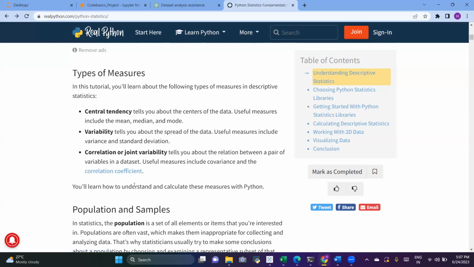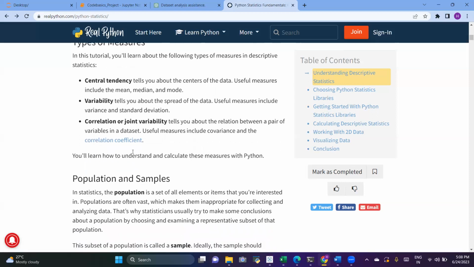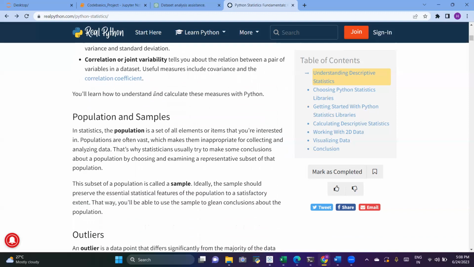You learn how to understand and calculate these measures with Python. So some pretty much required concepts, but in course of time we will learn in Python. So this is very much popular, which we frequently hear as population and sample. In statistics, population is a set of all elements. Sample is a subset of the population.